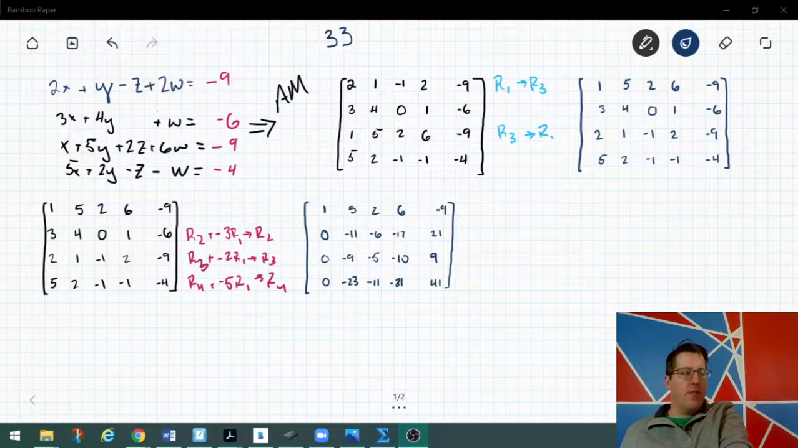Now I'm kind of at a tough position because -11, -9, and -23, those don't have any like factors. So what I'm going to do is I'm actually going to go bigger here. So I am going to multiply. How do I want to do this?